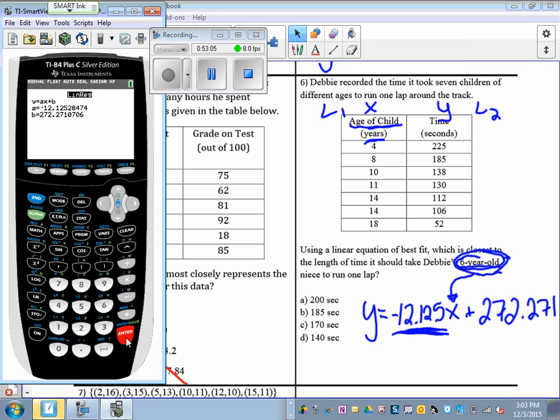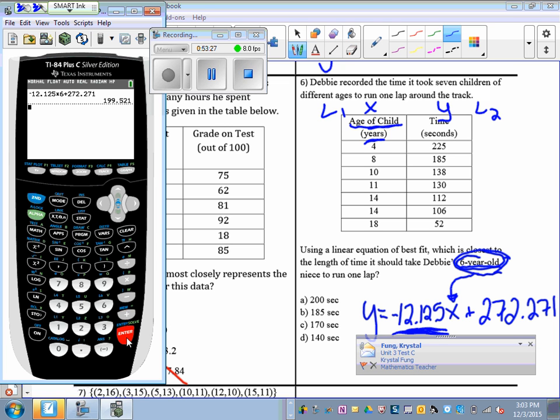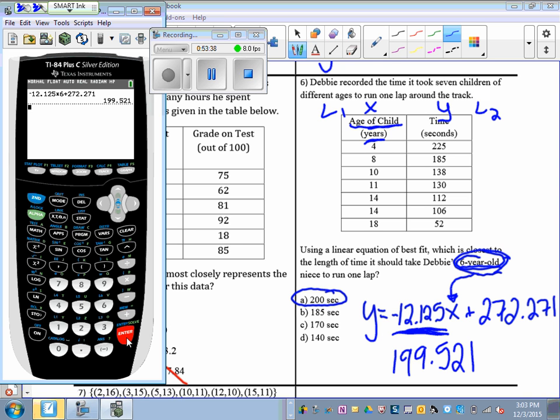So I have negative 12.125 times x, and x is 6, plus 272.271. And I get 199.521, and that's closest to letter A, 200 seconds. Alright, so again, my answer on my calculator was 199.521. That was my Y value, and that's closest to 200 seconds. Alright, now let's take a look at number 7.